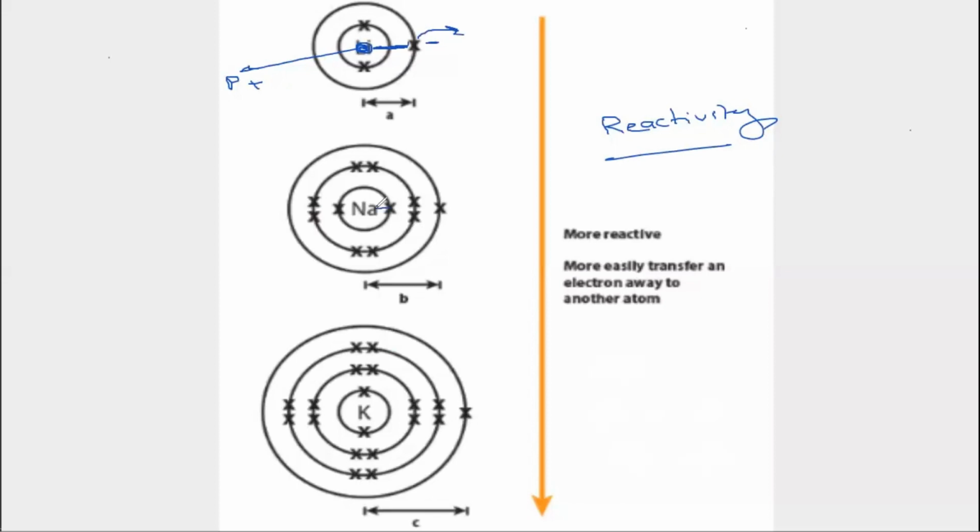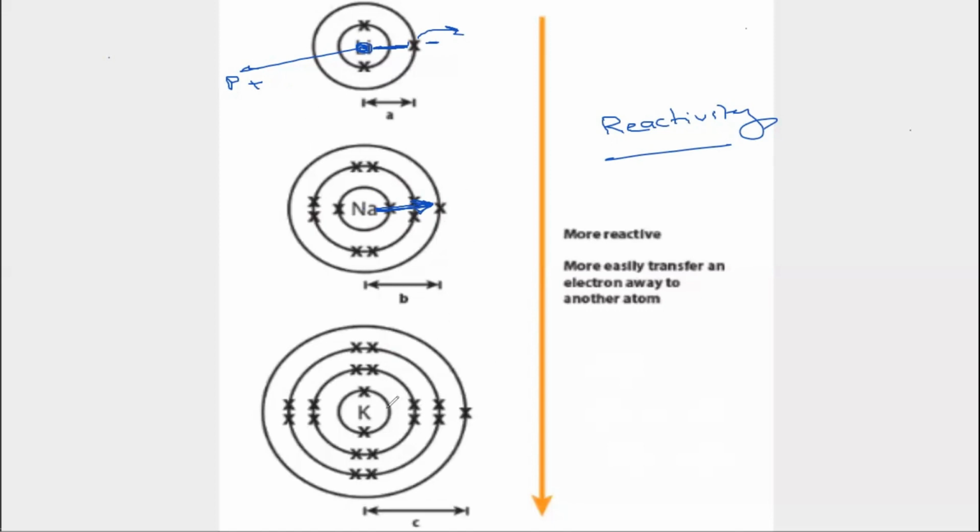See the example of sodium: one shell is increased. The distance is increased, or you can say the atomic radius has increased, and so the attraction from the nucleus is decreased. So sodium will lose the electron more easily than lithium.